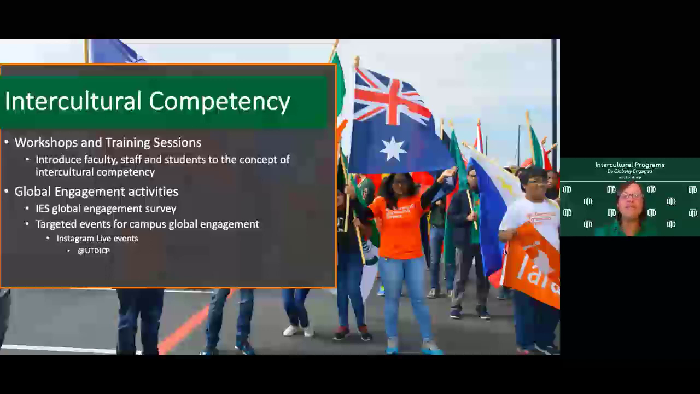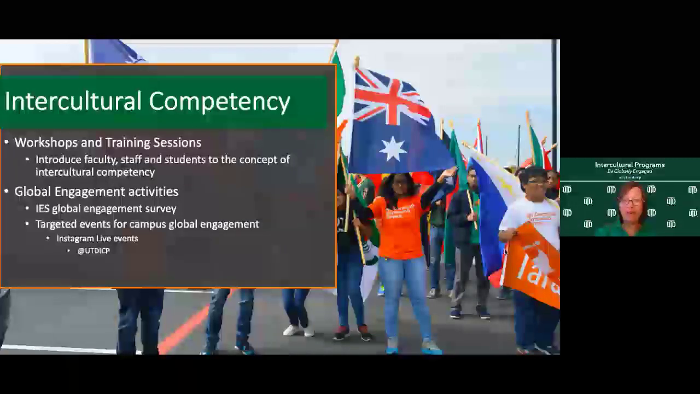Another thing we do is global engagement activities. We have a global engagement survey before we do many of these events, and then people take it after to see how they've grown and changed from our events. So iFriend is a good example. You can see how you have changed in your view and your skills in iFriend.